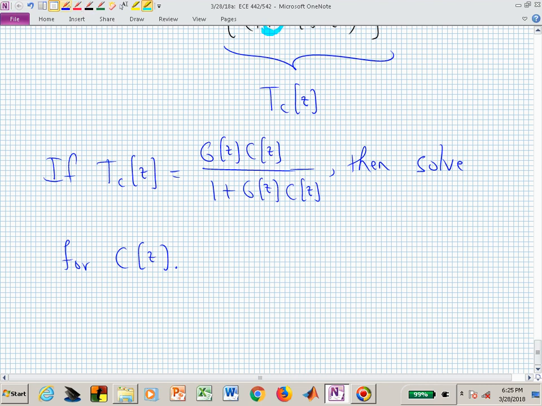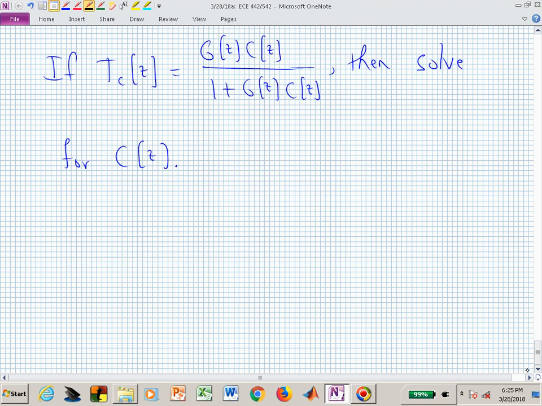Let's now sort of back that out. In this case, we are given T sub C of Z based on design specifications or performance specs. We know our plant G of Z. What we don't know is C of Z. Let's solve for it. If we cross multiply in this T sub C expression, then we have 1 plus G C times T sub C is equal to G C. I've just cross-multiplied or cleared the denominator in that expression for T sub C of Z.